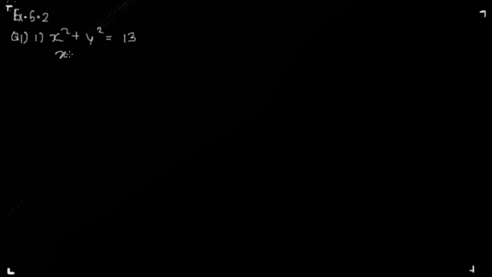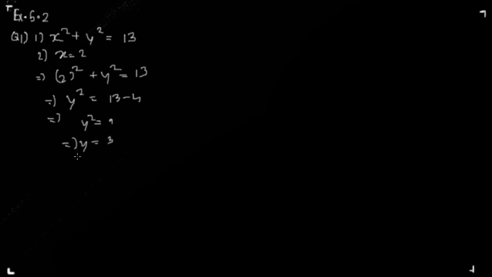Now, here x is equal to 2. Second equation. Although this is a quadratic, it isn't that hard. This isn't actually quadratic, it's something else. I forgot the name, but whatever. So x equals 2, you can just plug this in. So 2 squared plus y squared equals 13. So y squared equals 13 minus 4. I'm skipping a few steps. Then y squared equals 9. So y equals 3.